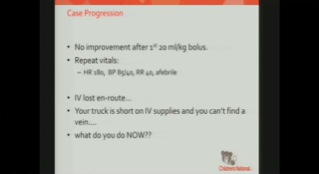Now, you lose your IV. You don't have any more IV supplies because someone forgot to put the bag on the truck. What do you do now?